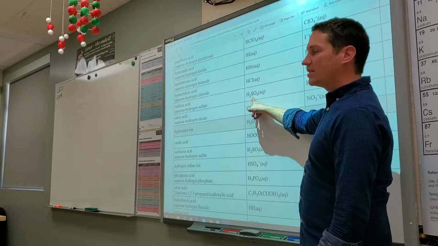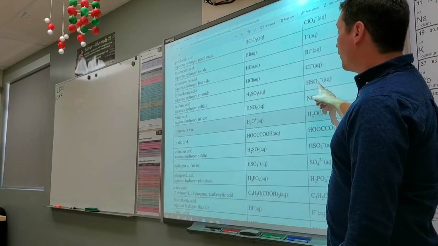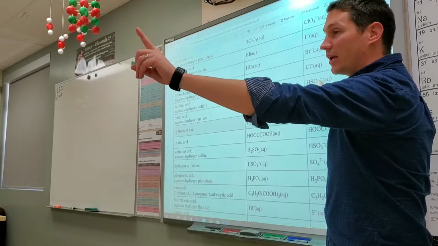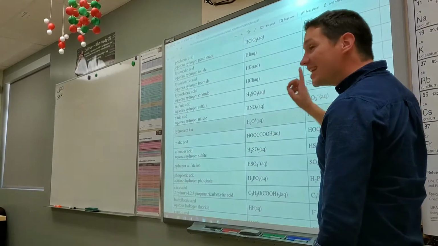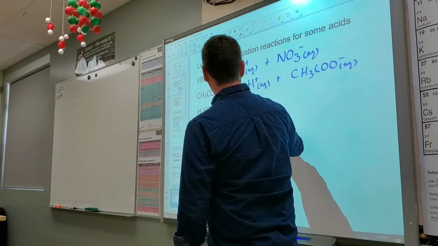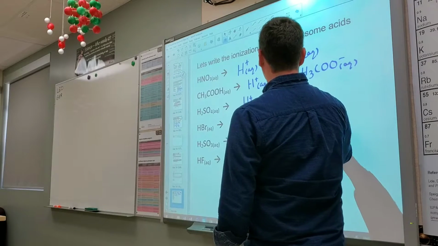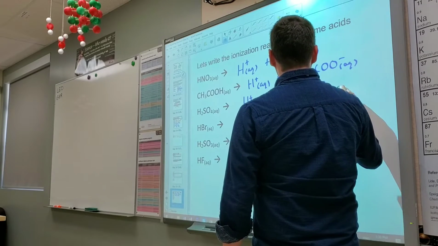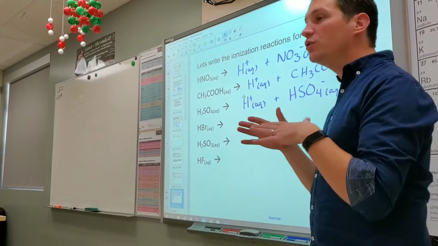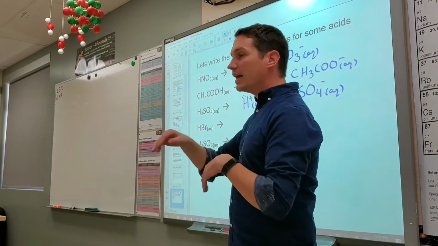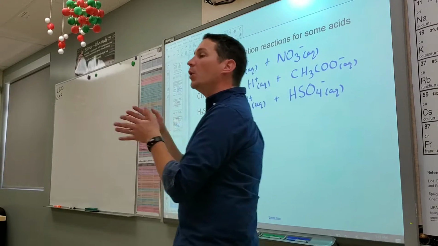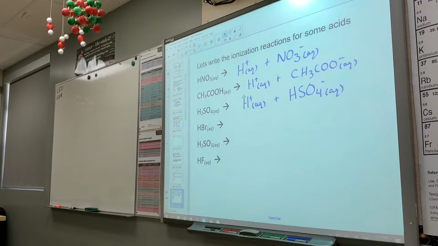Let's use the slidey finger rule. What's it going to make? HSO4. So how many hydrogens left? A single. Okay, a single hydrogen left. Ionization reactions, ionization equations are way easier than dissociation equations because you don't even have to really think about it. A single H leaves and you're left with whatever you're left with using our slidey finger rule. And we'll deal with acids in more detail later on.